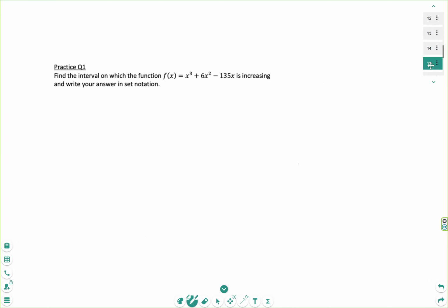Right, if you're happy with this, practice question 1. This time I'll ask you to write set notation. Pause the video, have a go at the question. When you are ready for the answer, you can press play.